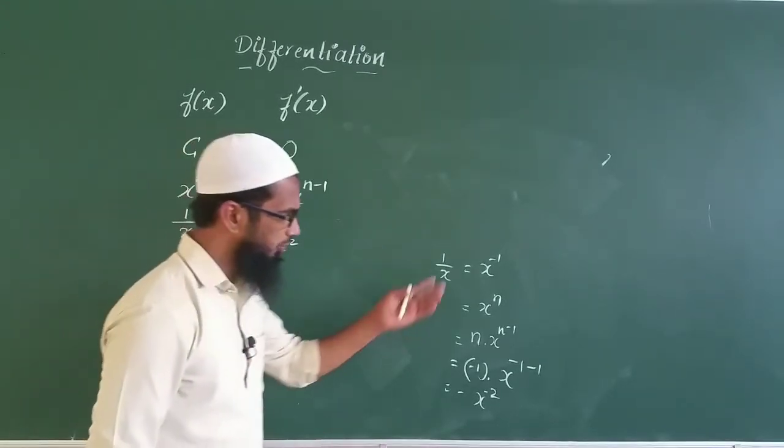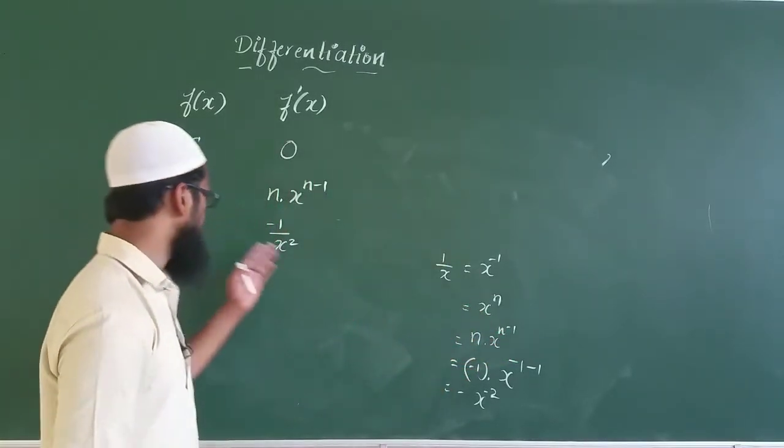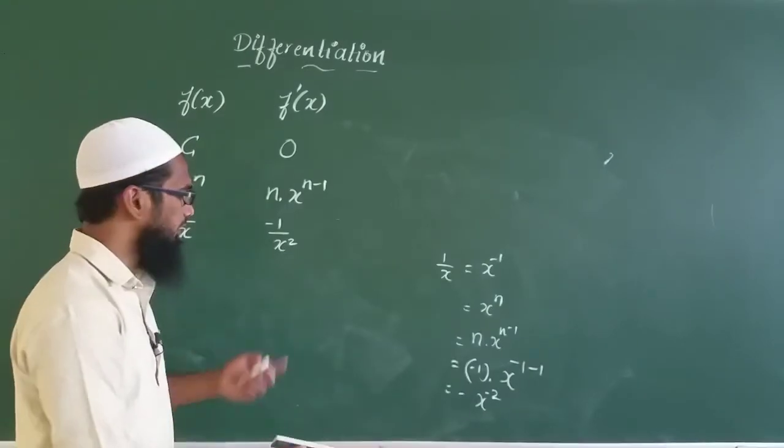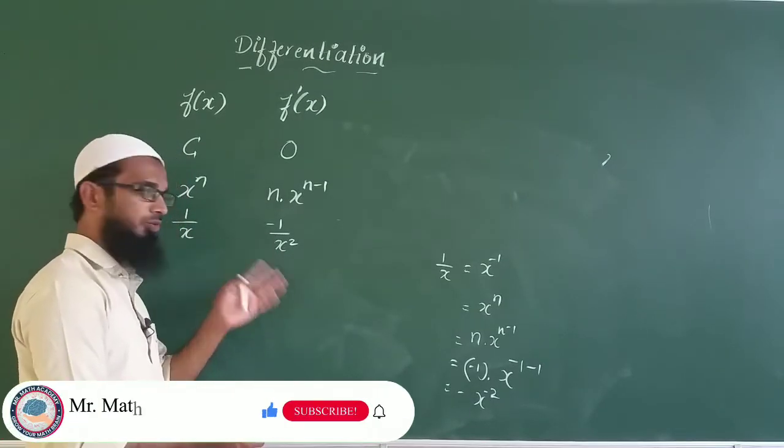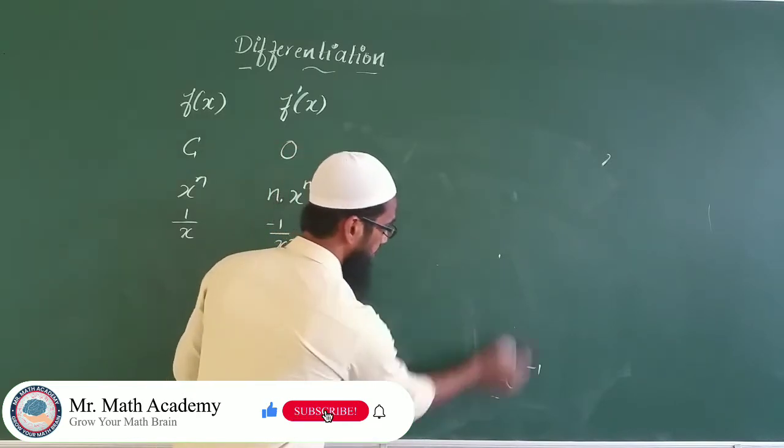But we do not need to write all these steps here. When the function is given in the form of 1 over x, we can directly write that the differentiation of 1 over x is minus 1 over x square.